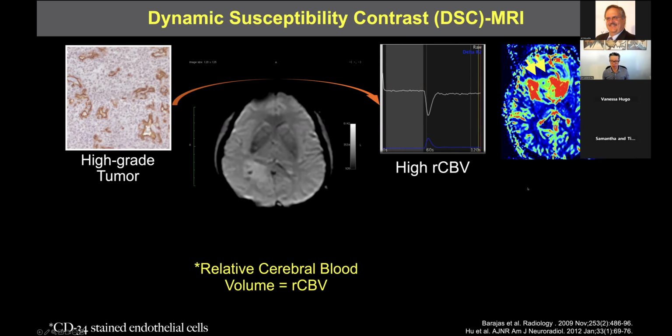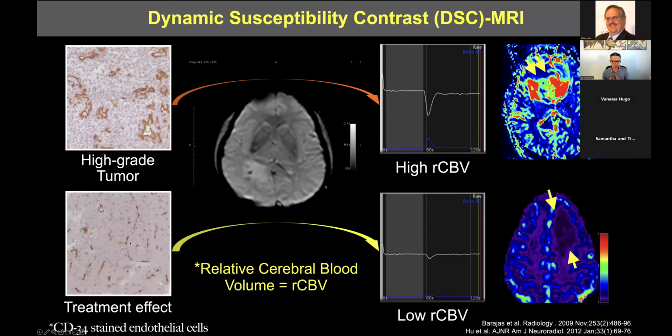And so this is an example of a GBM case. When we give that rapid bolus intravenous contrast injection, we see this large signal drop over time that tells us that there's high microvessel volume, and we measure that by these colorized maps.